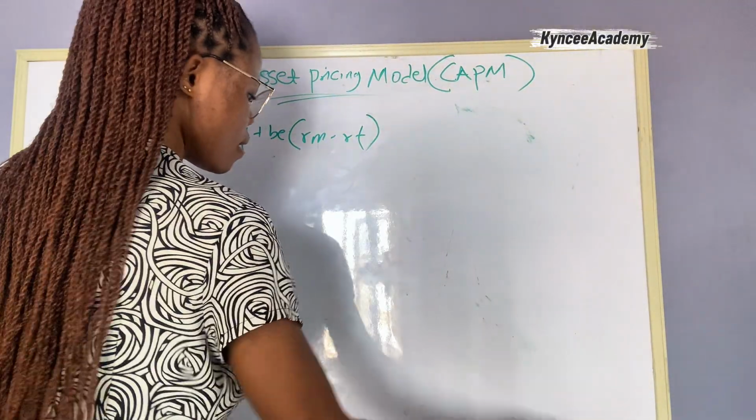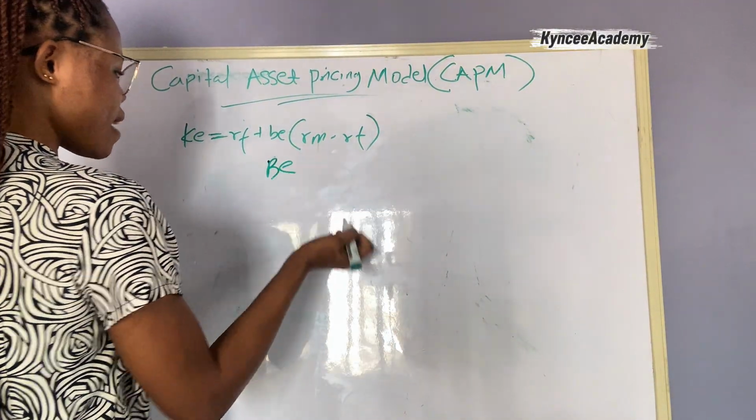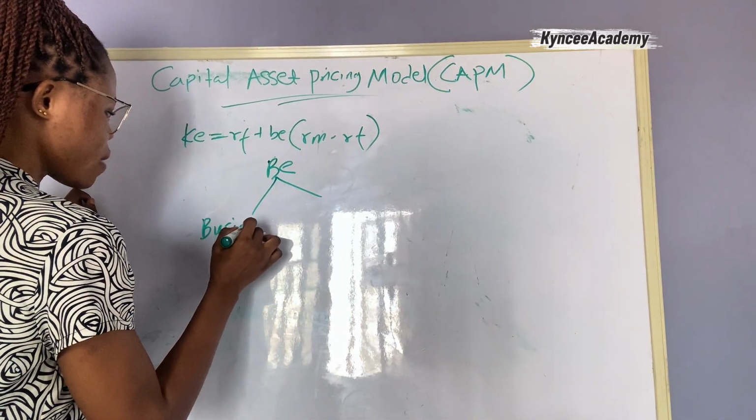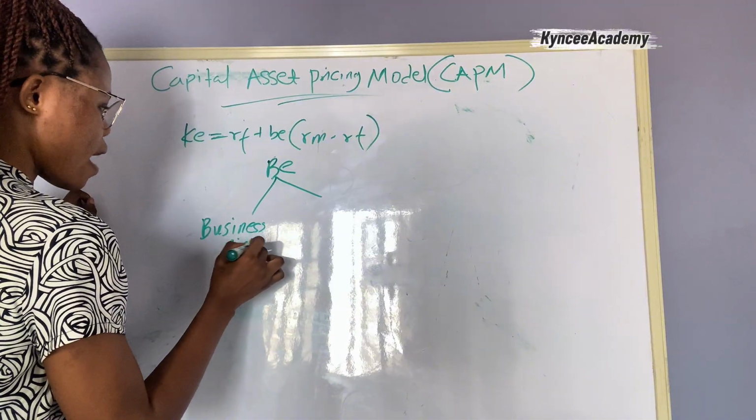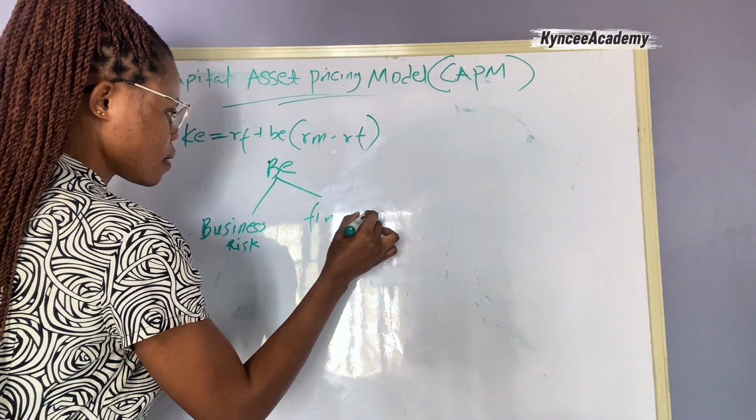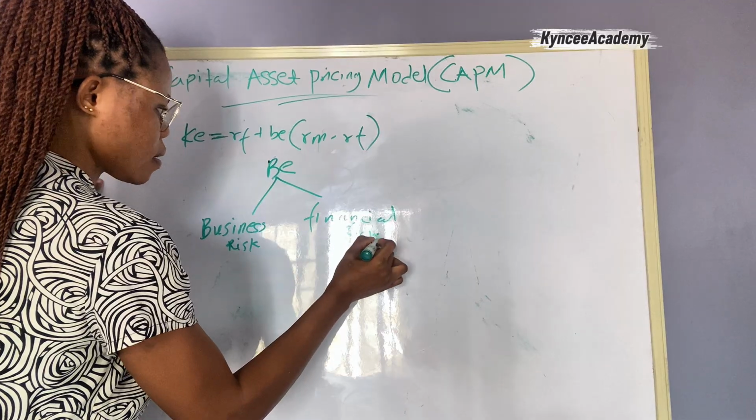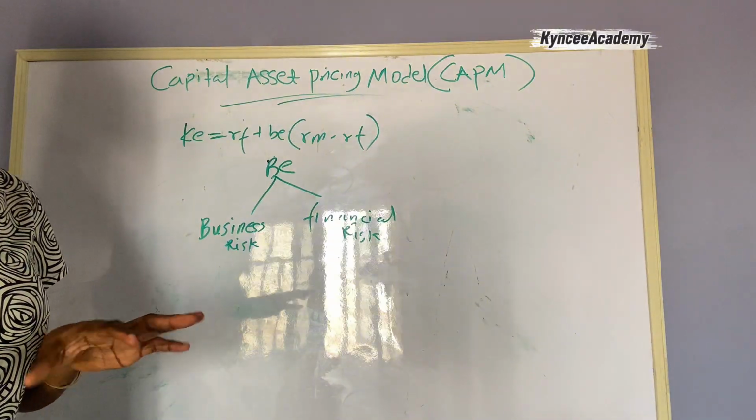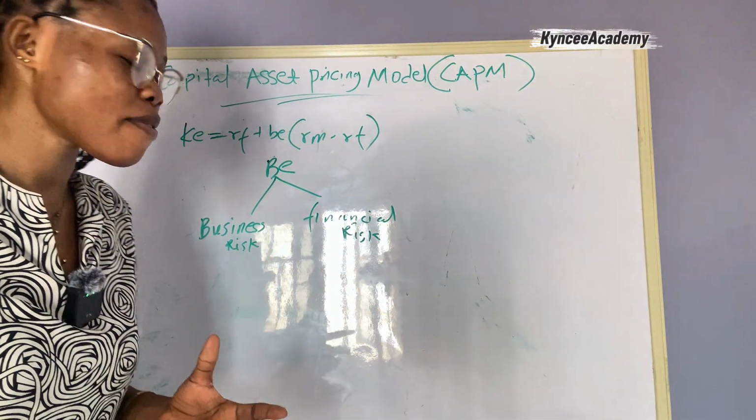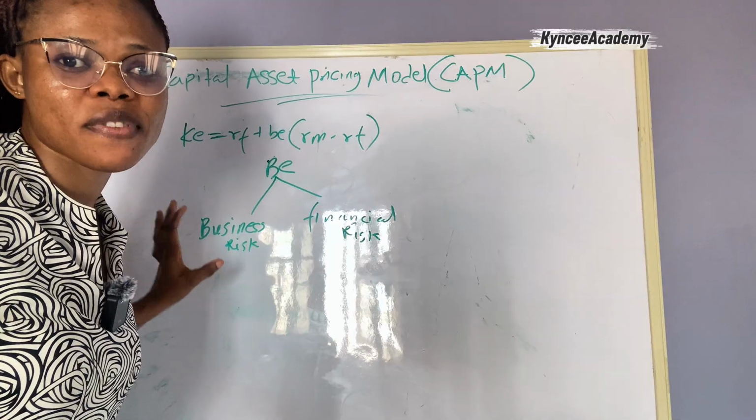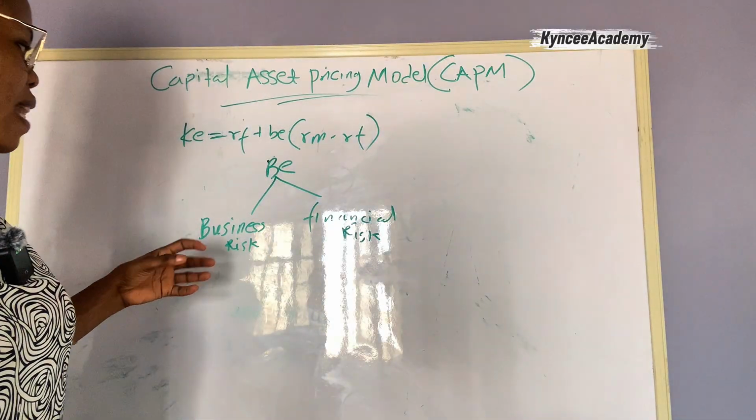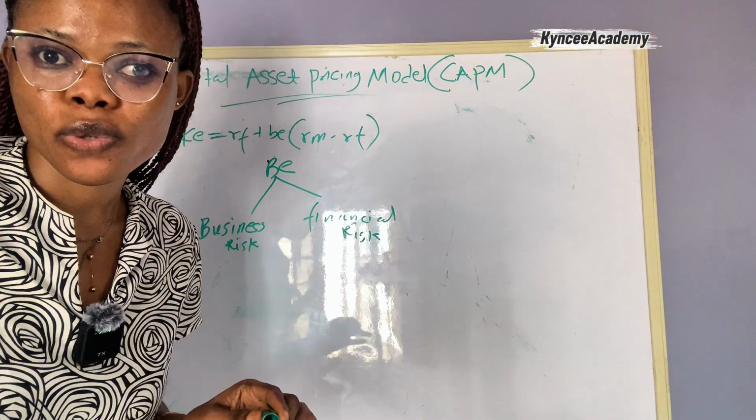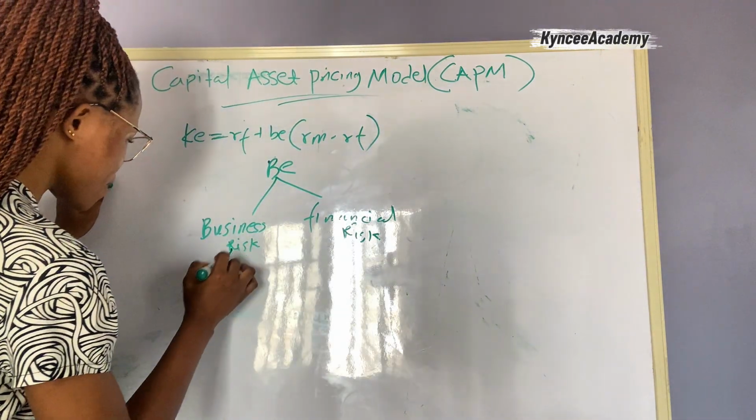So we are still talking of beta of equity, right? Beta of equity is divided into two: we have business risk and we have financial risk. Now, the question is, what is business risk? Business risk refers to those risks that can affect a business's profitability level. They tend to affect a company's profitability level. It is divided into two: systematic and unsystematic.